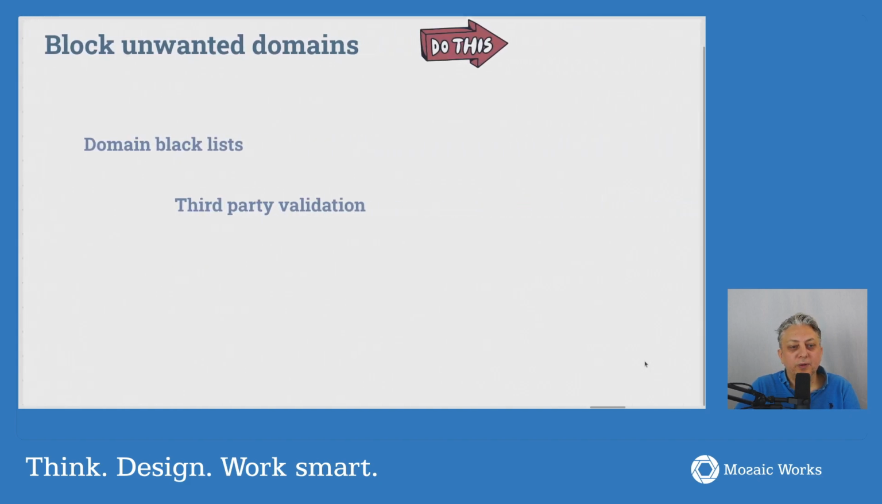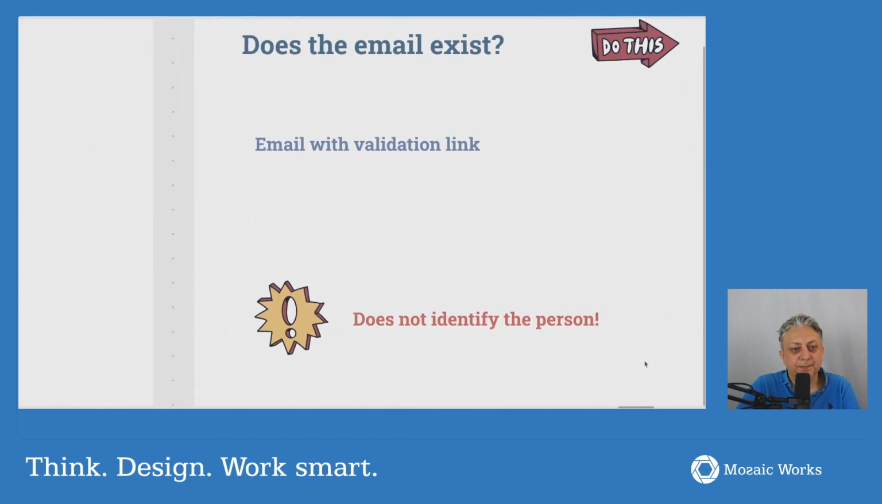Okay, how do we block unwanted domains? Well, we have domain blacklists or third-party validation. So we could use an external service that does these checks for us, or some kind of library with a blacklist that knows how to check things.